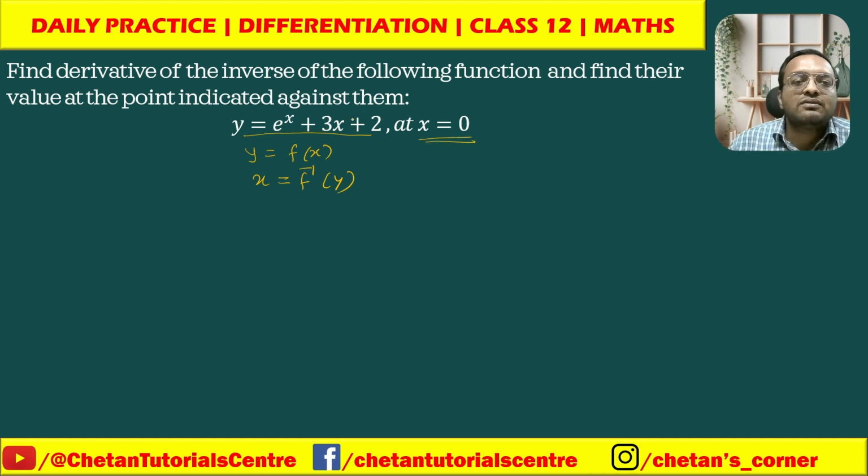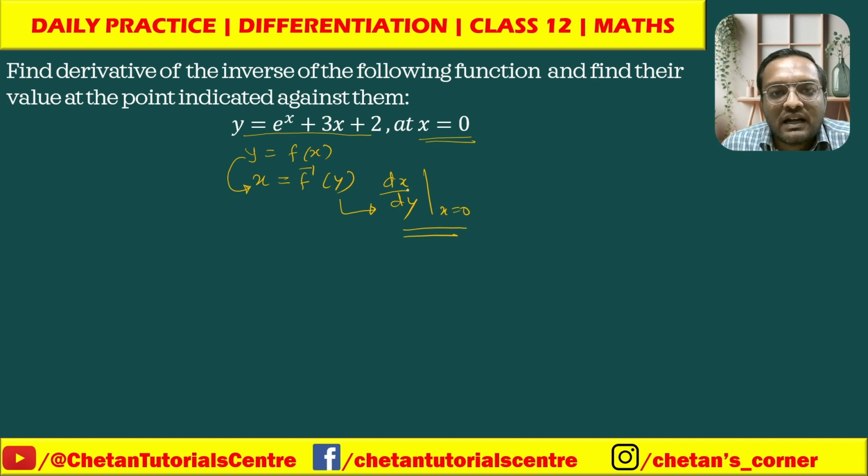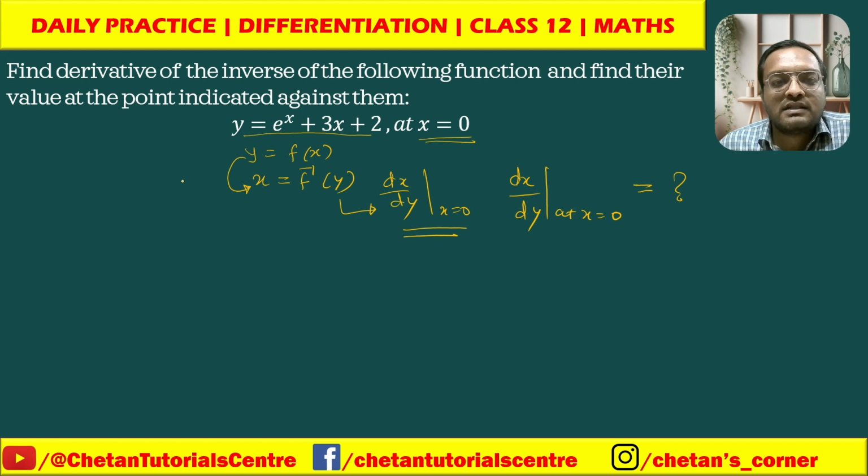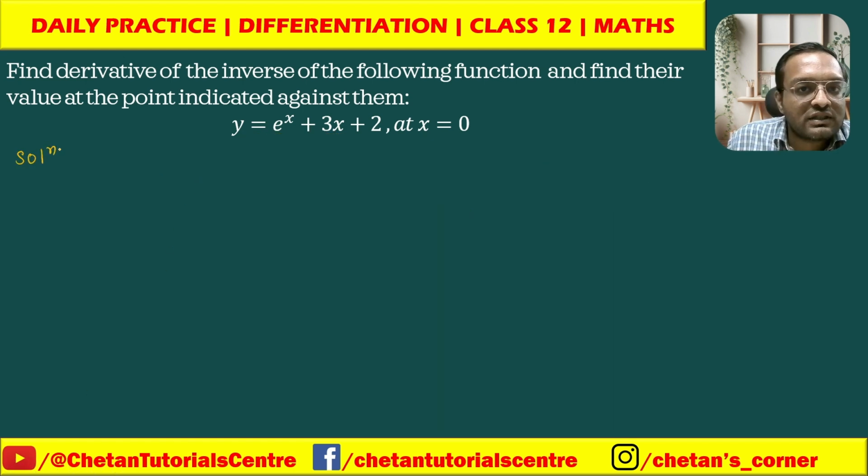So what we have to do? We have to find derivative of inverse function dx by dy. This x is equal to f inverse of y is inverse function of this given function and its derivative is dx by dy, and then we have to substitute the value of x is equal to 0 in this equation and obtain the value of dx by dy at x is equal to 0. We have to find this out. So let's start solving this question. First is solution.